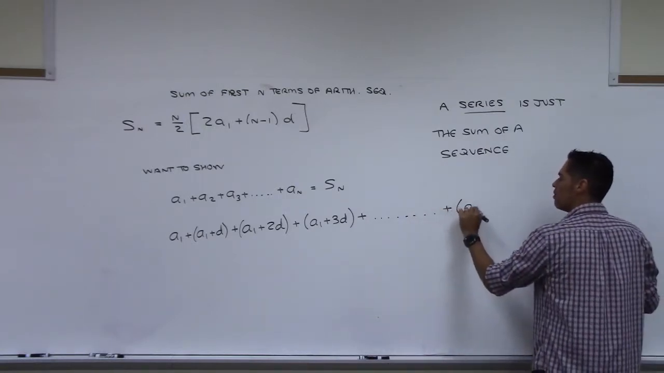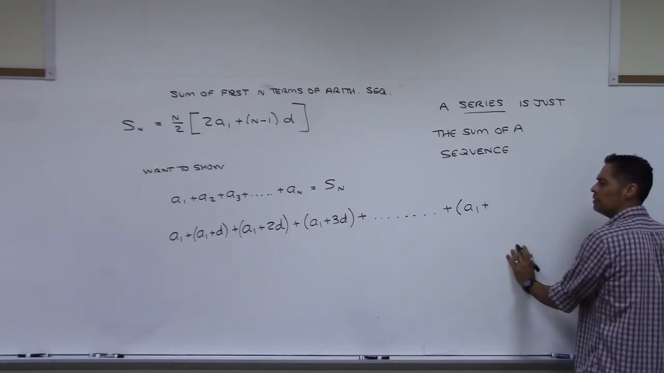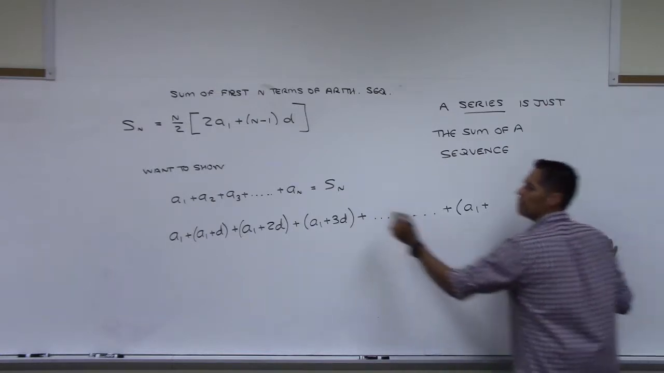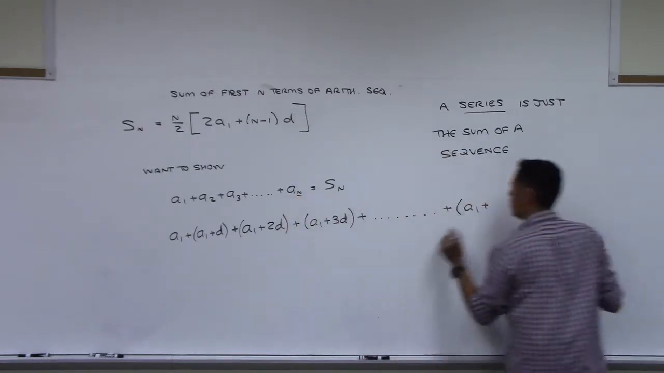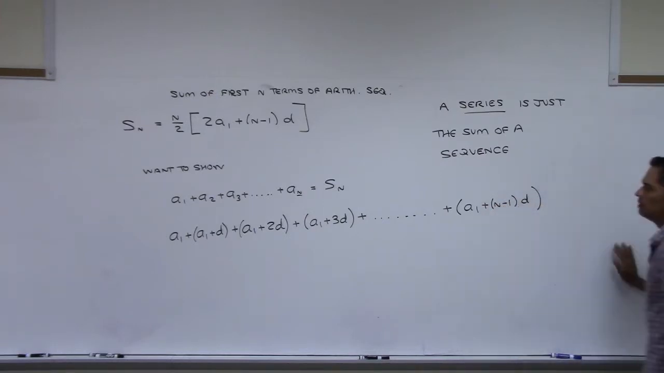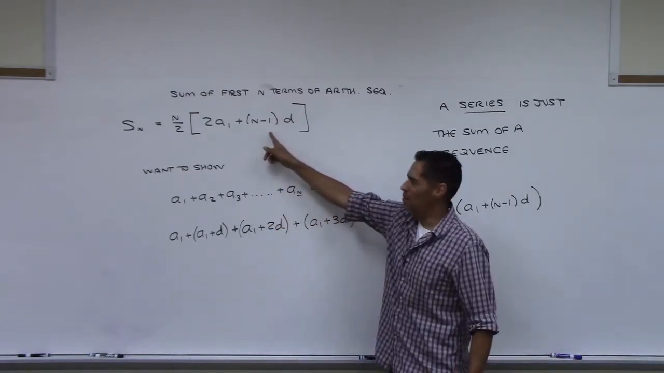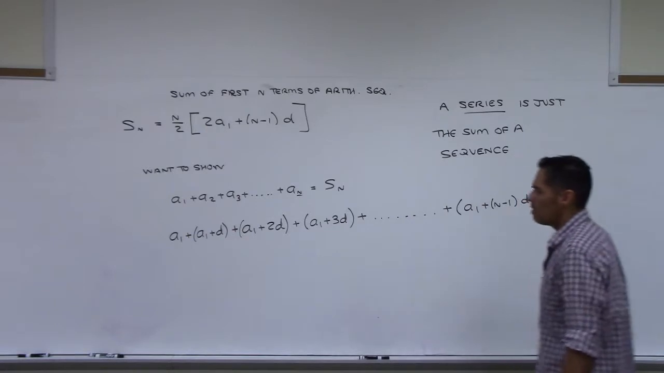So it should be a sub 1 plus, how many d's will I have here? Yeah, I'm stopping at the nth one, right? So this will be n minus 1 times d. Yuck. Questions on that? Does that look like that yet? No, not there. Okay, so let's see.